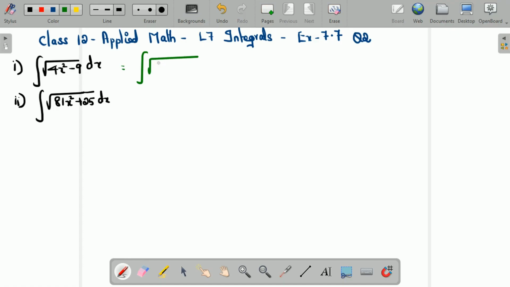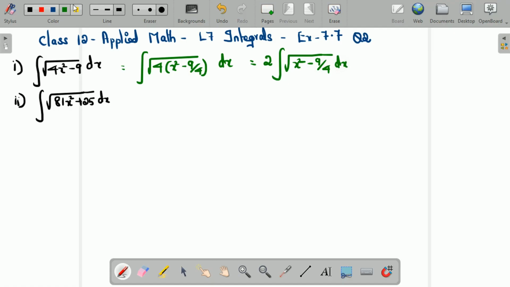Integral of square root of 4 into x squared minus 9 by 4 dx. Now, if you take square root of 4, it will be 2, and I'm taking it outside the integration because it's just a constant. So, 2 into integral of square root of x squared minus 9 by 4 dx.